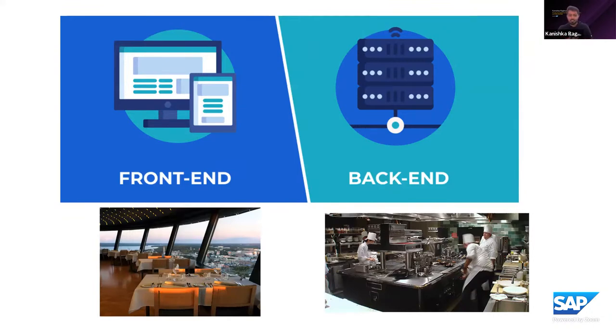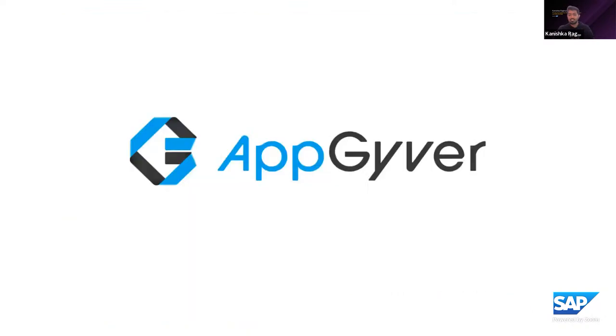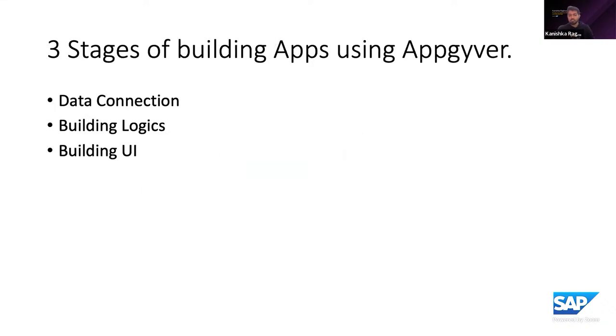Continuing with this restaurant analogy, we can say that SAP AppGyver is a fast food place where most of the ingredients are ready and you just need to customize your choice. In this case, it's just components. And there are three stages of building an application using AppGyver. They are data connection, building logic, and building UI. So let's see what happens in each stage.